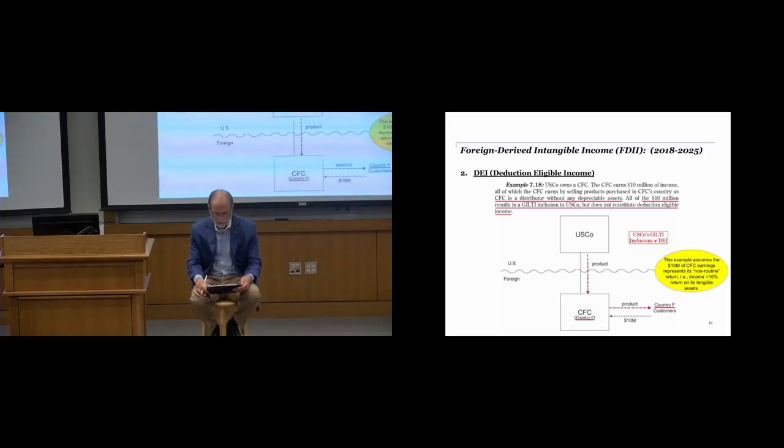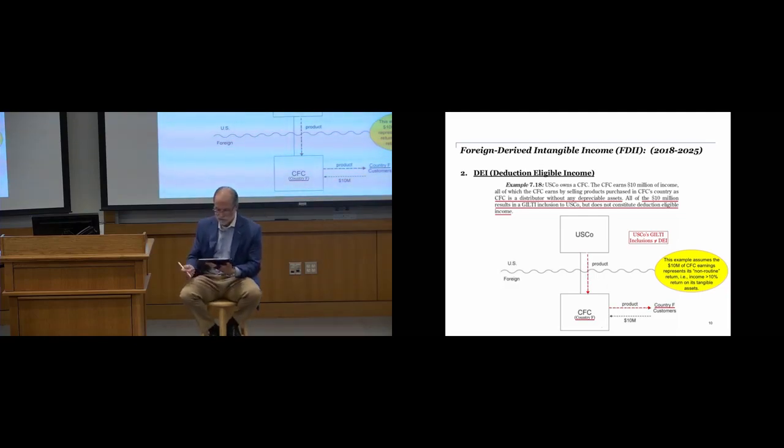USA Co. co-owns the CFC. The CFC earns $10 million of income, all of which the CFC earns by selling products purchased in the CFC's country, as the CFC is a distributor without any depreciable assets. All of the $10 million results in GILTI inclusion to USA Co. and does not constitute deduction eligible income.